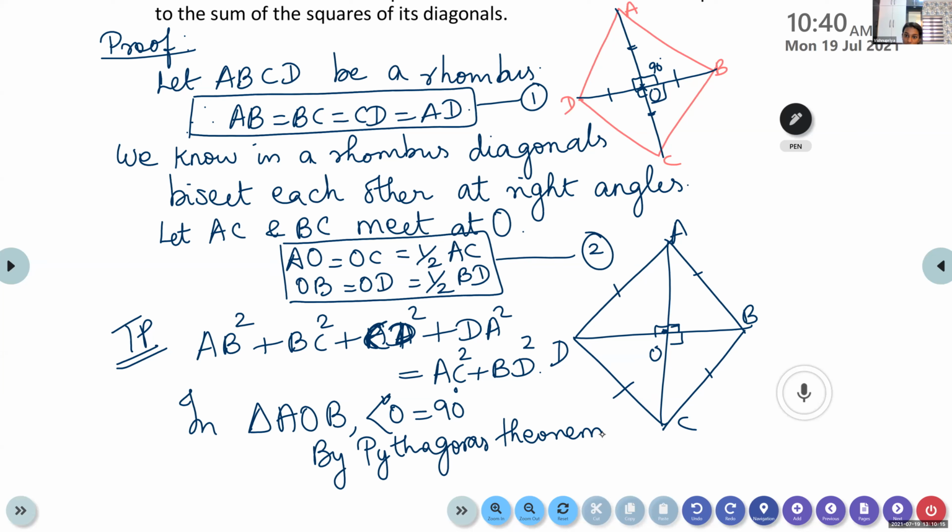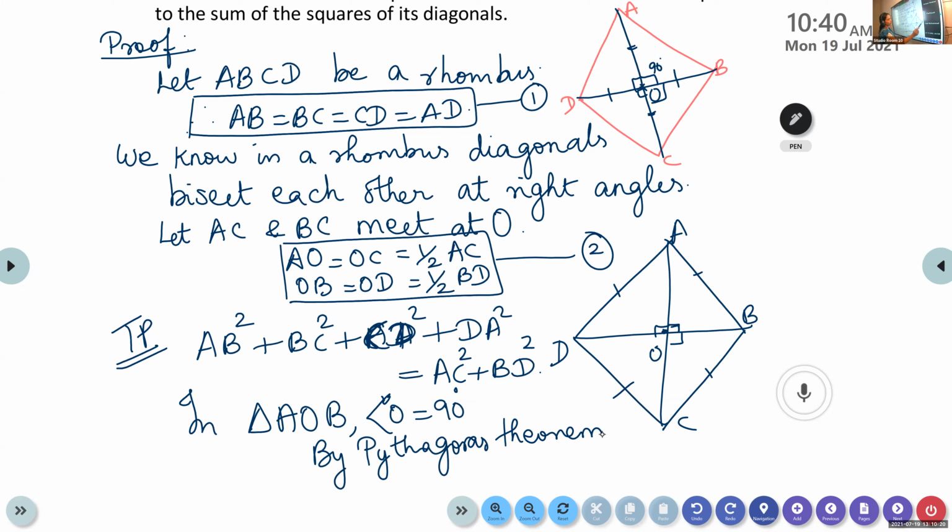AO square plus OB square is equal to AB square. By Pythagoras theorem, we get OA square plus OB square is equal to AB square. Now look here, OA. How can we write OA in terms of AC?